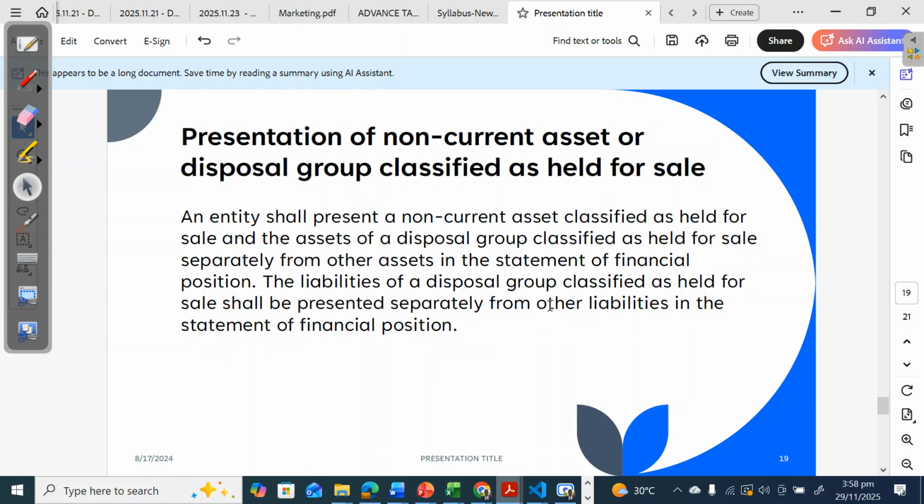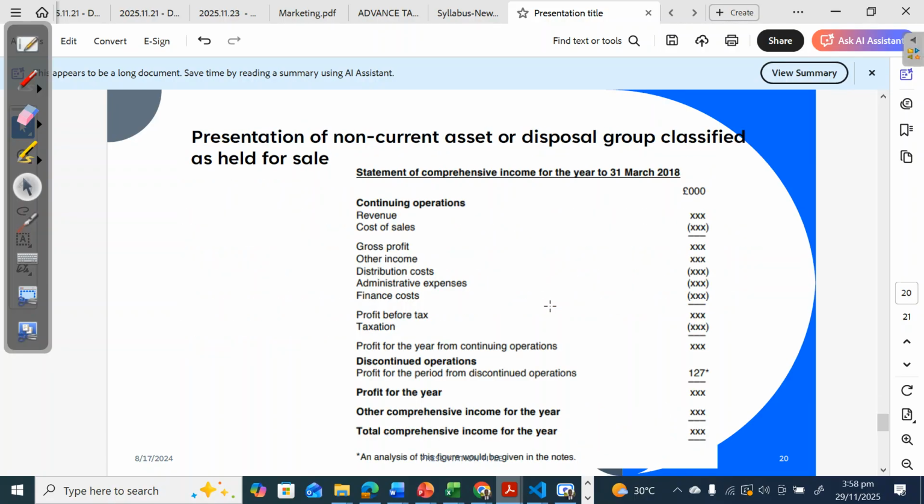You are disposing, and as a disposal group, it's both assets and liabilities together. So when it comes to the liability side too, you have to separate the held for sale liabilities separately from the other liabilities. And let's look at the presentation. So this is how we are going to do the presentation.